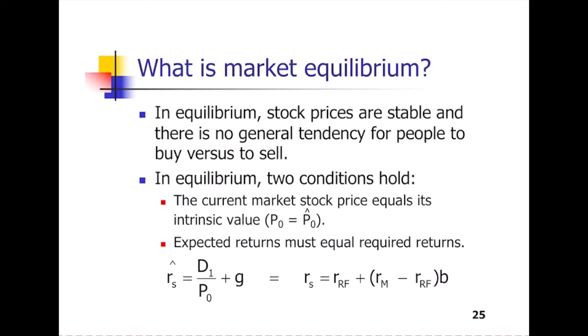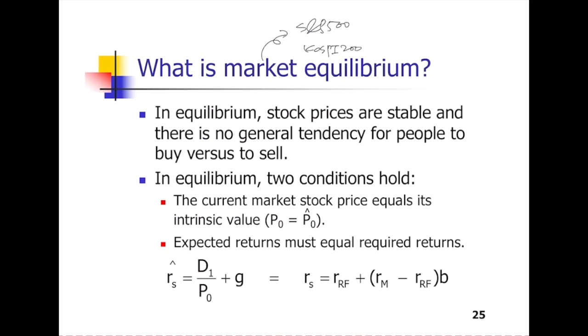In this part, we are going to run the market equilibrium. What is market or what is equilibrium? The market means hypothetically all the stocks. So for example, the S&P 500 or KOSPI 200. And equilibrium means the stock prices are stable and there is no general tendency for people to buy versus to sell. So in the equilibrium, there are two conditions that hold.